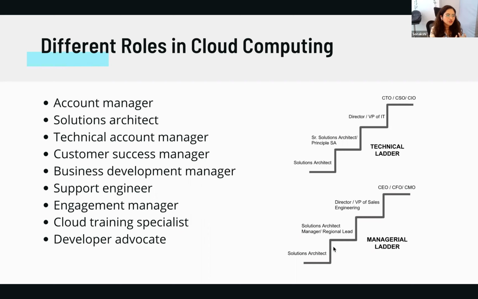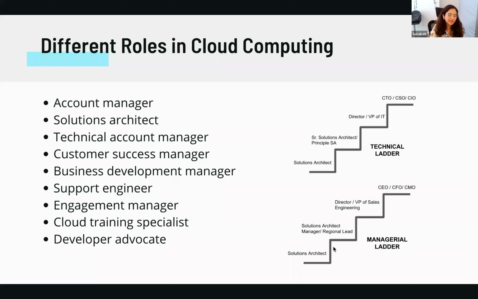Then as a solution architect manager, the organic progression that I've seen people take is they can become a director or a VP of sales engineering. Because since you become a manager, you not only have the managerial acumen, but you also have the sales expertise, since you've been in the sales domain for so long. So this is what I've seen people doing.